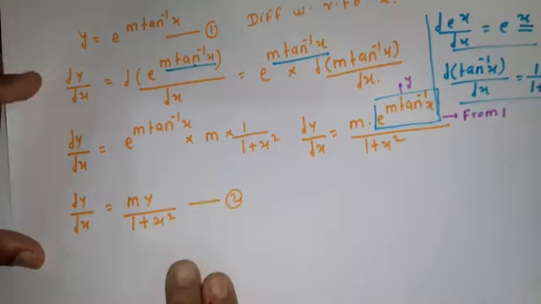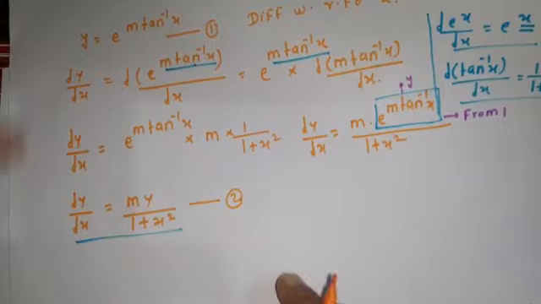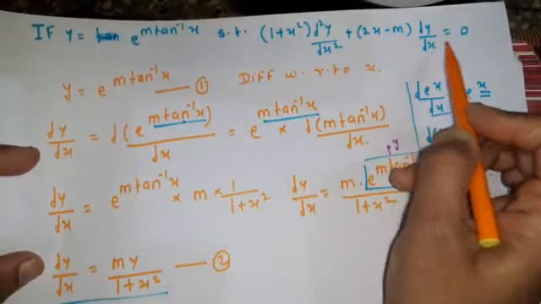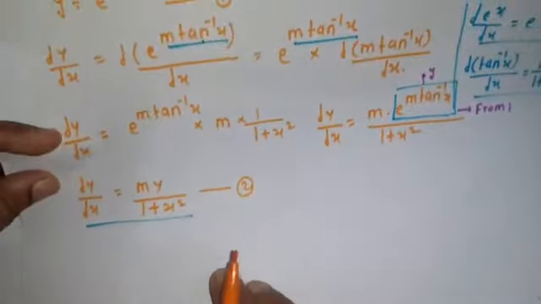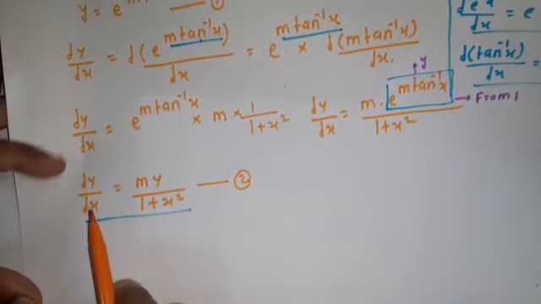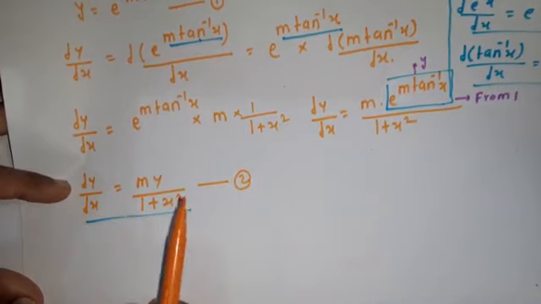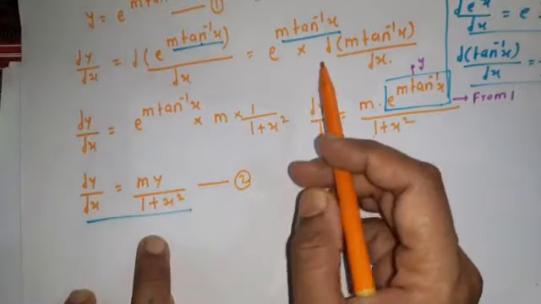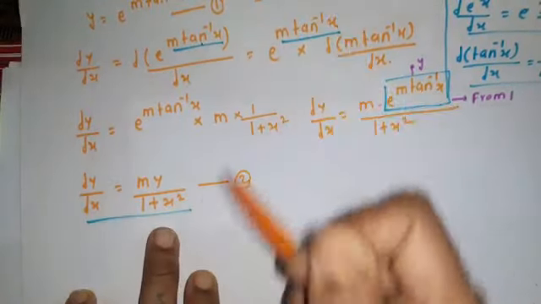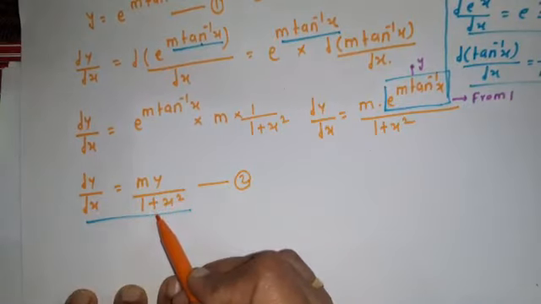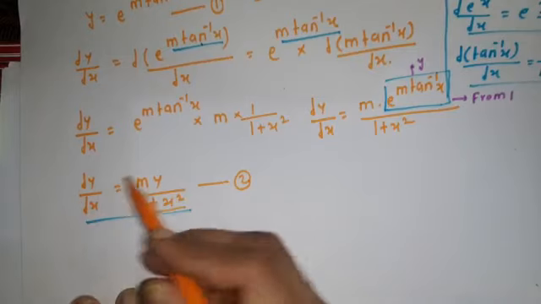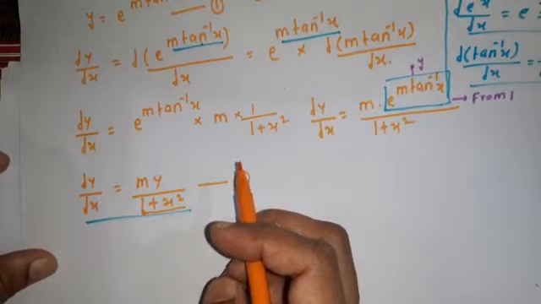So what do we have to prove? We have to prove that (1 plus x square) d2y by dx square plus (2x minus m) dy by dx equals 0. Now we have dy by dx, so differentiate it again and we will get what we have to prove. Some students will use the u upon v rule. Some students will shift the 1 plus x square term to the other side and differentiate very easily using the u into v rule.